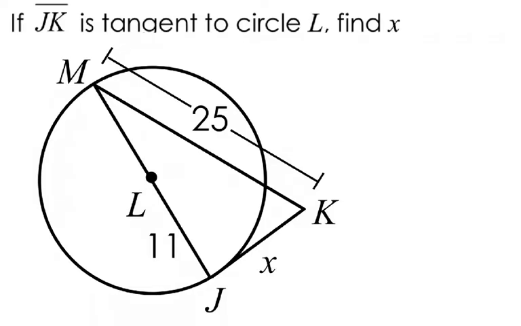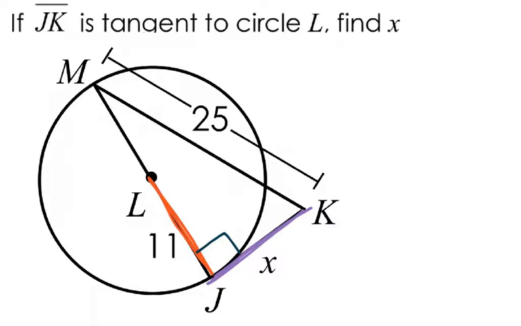Alright. So, if JK is tangent to circle L, we're going to find X. So this is a little weird, but here JK is my tangent line. And then you should recognize that this is a radius. And so that very first rule that we looked at said if you have a tangent and a radius touching each other, they're always going to touch at a 90-degree angle. So if you notice, what you just made is a right triangle. And so we can use Pythagorean theorem to figure out what X is.